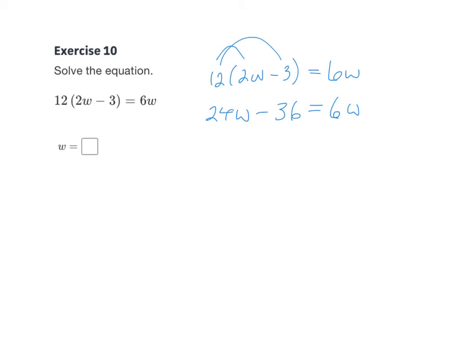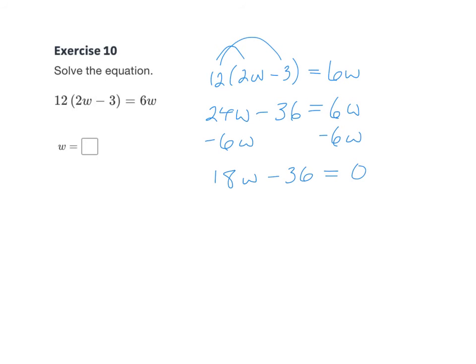Now this one's kind of interesting. We don't have to, but if you look at the variables, we got 24w here and we got 6w here. So to keep it positive you would minus 6w, but then that's going to create nothing on this side, which we can do. Let's just do it that way. That's not that big of a deal. If we minus 6w here and we minus 6w here, this is going to be 18w minus 36 is equal to nothing.